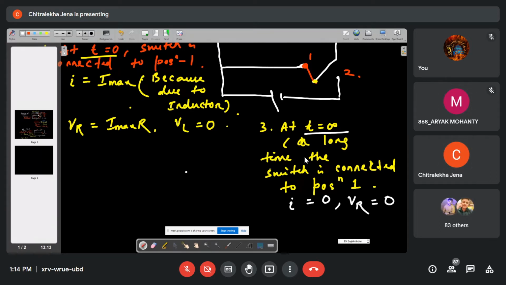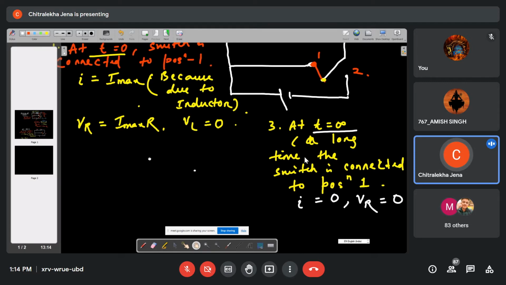Okay. So now you tell me, between t equal to 0 to t equal to infinite, think through all the steps. Between t equal to 0 to t equal to infinite, what will happen? Current will decrease. So what will be my equation?